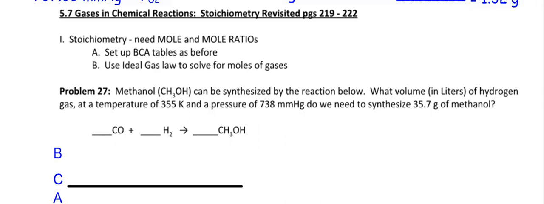Hey, AP Chemsters, this is Mrs. Vanderlei bringing you Blank 5.7. This is gases and chemical reactions. We're looking at stoichiometry one more time.